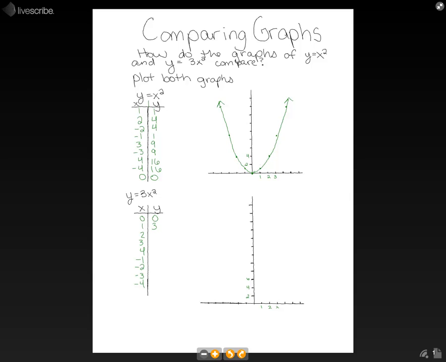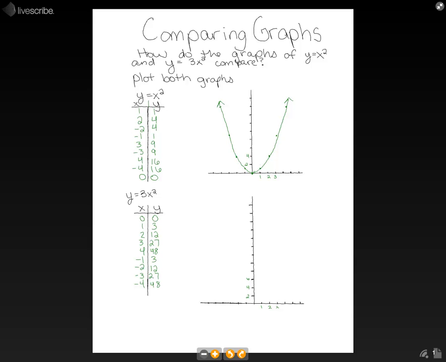When x is equal to 2, we're going to get a y of 12, because we know 2 squared is 4, times 3 gives us 12. 3 squared gives us 9, times 3 is 27. 4 squared is 16, times 3 gives us 48. And now we have our negatives, and we know those are the same as our positive numbers, so we'll have another 3, another 12, another 27, and 48, because those negatives will just cancel out whenever we do our squaring.